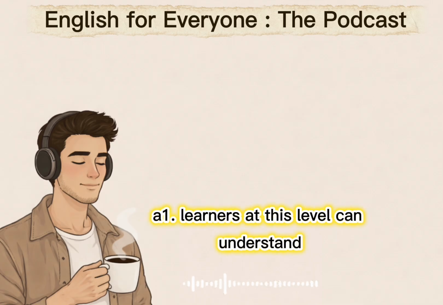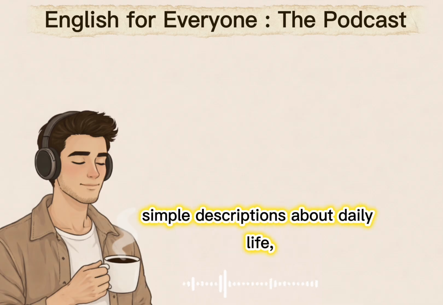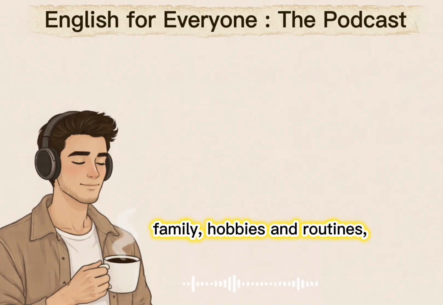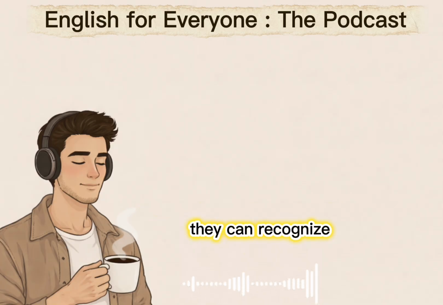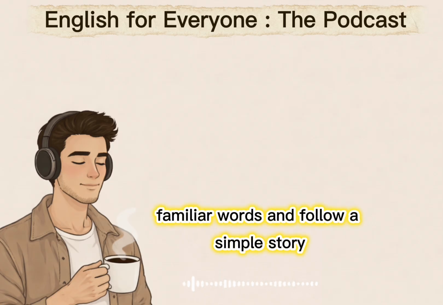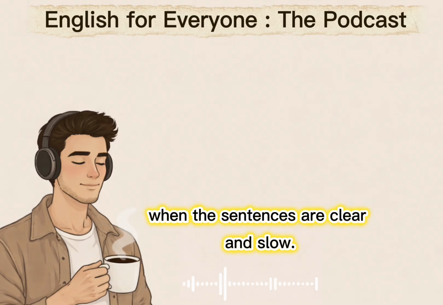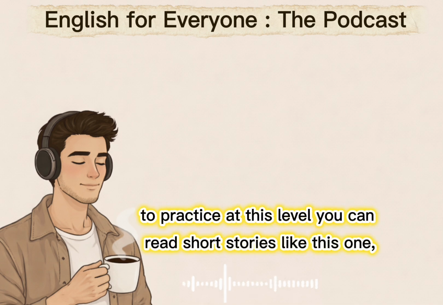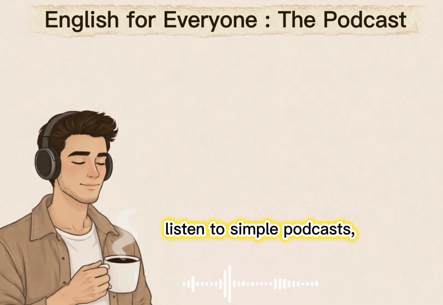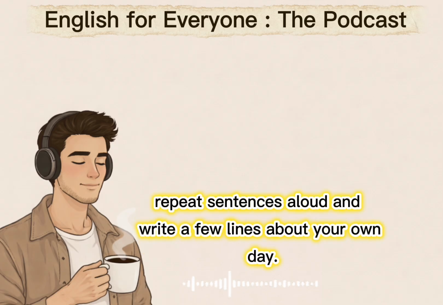Learners at this level can understand simple descriptions about daily life, family, hobbies, and routines. They can recognize familiar words and follow a simple story when the sentences are clear and slow. To practice at this level, you can read short stories like this one, listen to simple podcasts, repeat sentences aloud, and write a few lines about your own day.